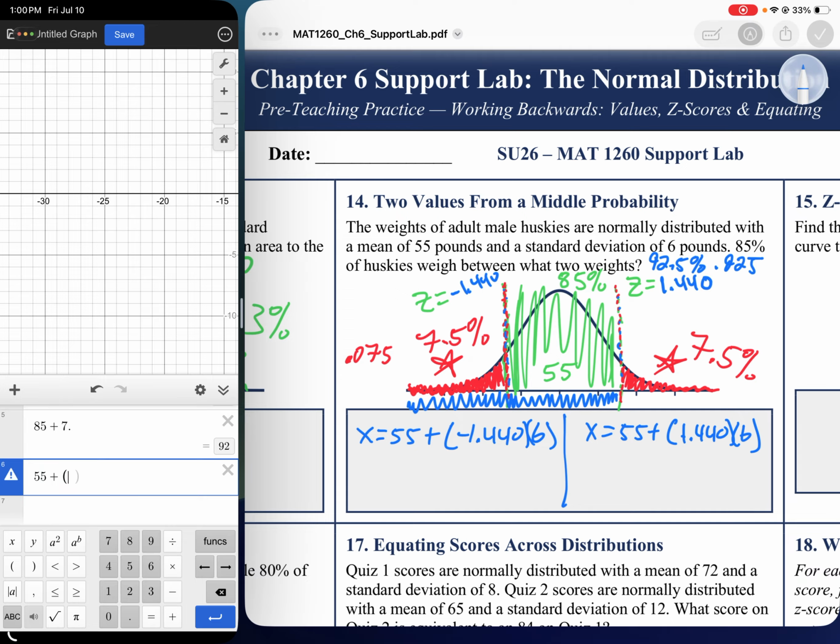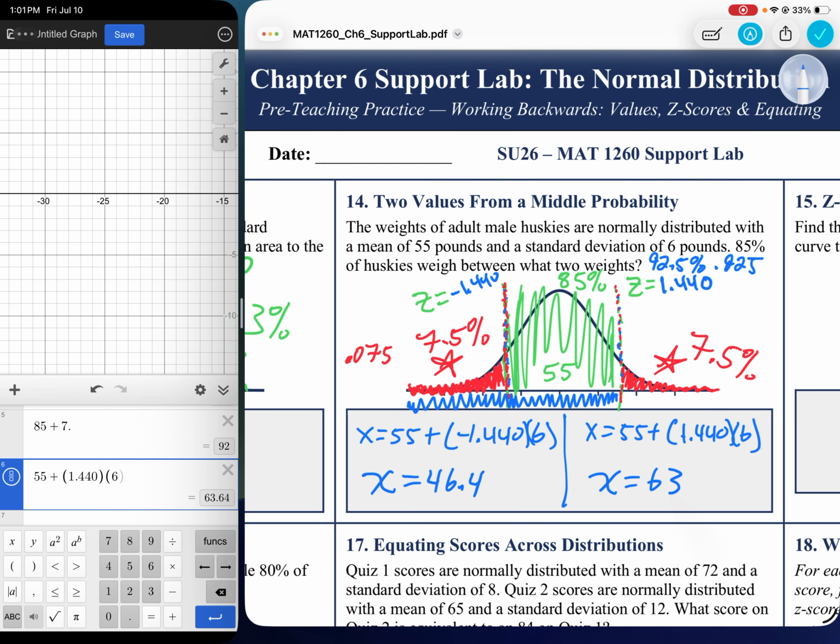55 plus negative 1.440 times 6. We'll get a lower weight of 46.4 pounds. Then I'm going to go back up and make that the positive version of the z-score, and I'll get the upper bound, 63.4. So huskies that weigh between 46.4 pounds and 63.4 pounds will represent the middle 85% of the data.